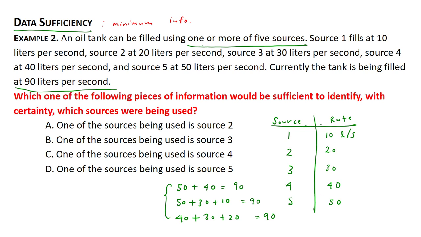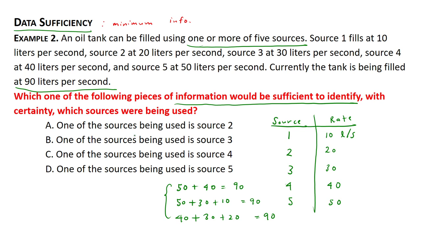Okay, so question. Which piece of information will be enough to identify which sources were being used? Okay, let's look at option A. If one of the sources being used is source 2, is it enough to know which of the three? So that means we have three possibilities. We do not know yet which is the actual scenario. If we know that source 2 is being used, can we determine which of the three cases is in fact true?